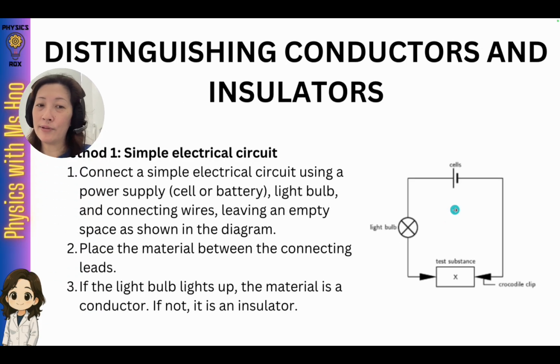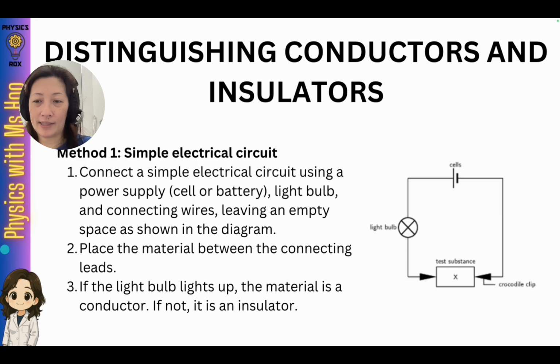Now let's look at how to distinguish electrical conductors and insulators. Again, we just go through two simple methods. The first method is something that many of you would already know, by using a simple electrical circuit. First, all you need to do is connect a simple electrical circuit using a power supply, for example a cell or a battery, use a light bulb, and connecting wires with connecting leads or crocodile clips. Leave an empty space as shown in this circuit diagram. Place a material that you want to test between the connecting leads, and if the light bulb lights up, that means the material is a conductor, and if it's not, it is an insulator.